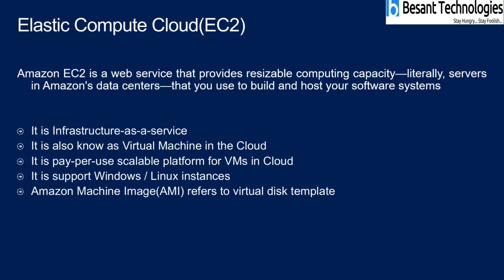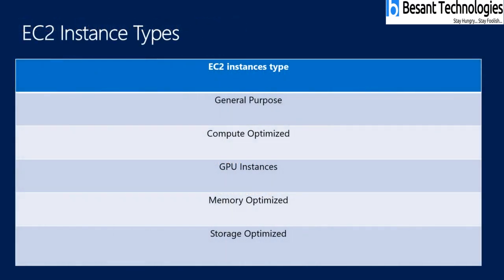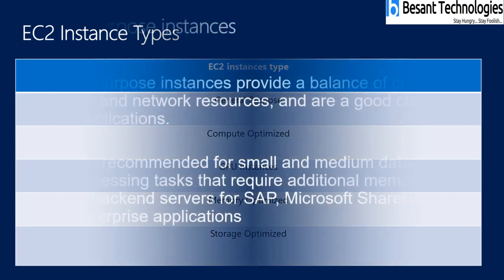It supports Windows and Linux instances. Amazon Machine Image refers to a virtual disk template. You will get your machine image as a template for your operating systems. Types of EC2 instances in Amazon Web Services: we have general purpose type, compute optimized type, GPU instance, memory optimized, and storage optimized types of instance.